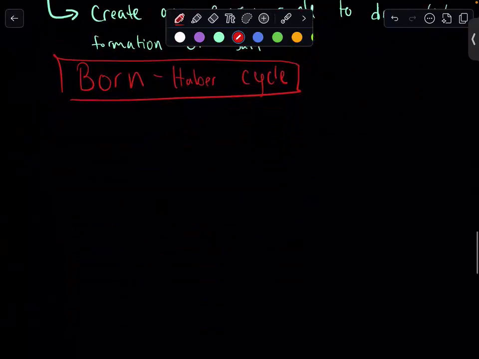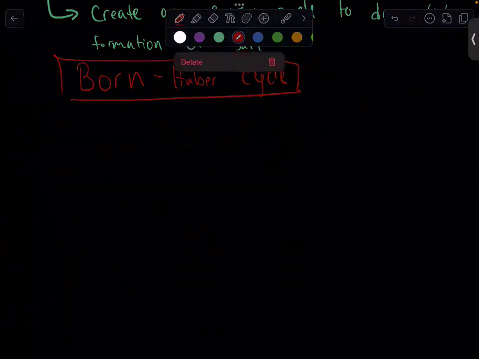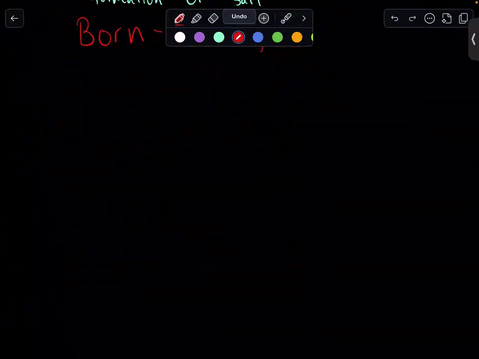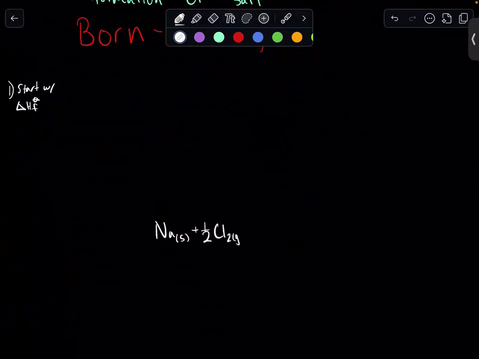This is the entirety of the unit. This is kind of what we're really focusing on, and we're going to show it using enthalpy values. So I'm going to start, and I'll actually write my steps out. Switch over to white. Start with delta H formation. So the reaction for delta H formation we know is Na solid plus 1/2 Cl gas.